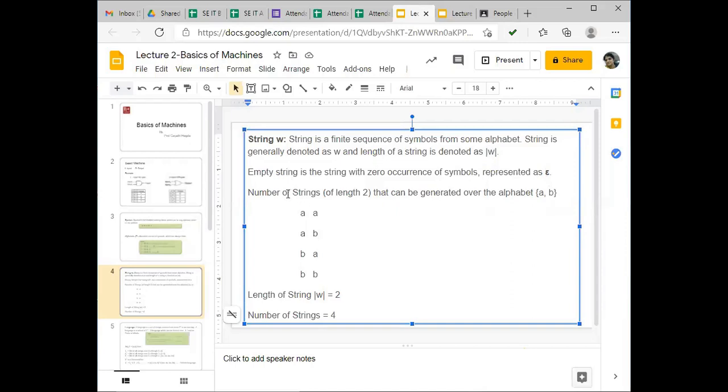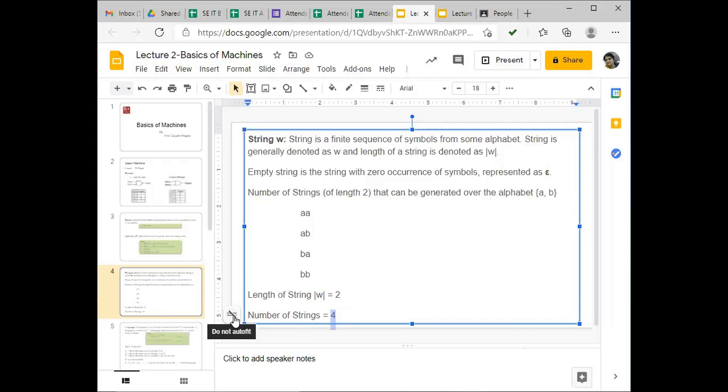If I want the number of strings of length 2 that can be generated over the alphabet A, B, what are the strings that can be generated? I'm sorry, there is no space here. What are the strings of length 2 that can be generated using alphabet A, B? It will be AA, AB, BA, BB. Length of each string is 2, and the number of strings is 4.